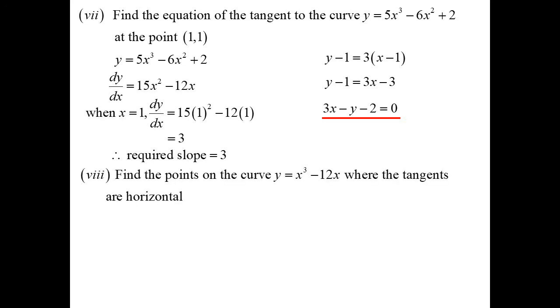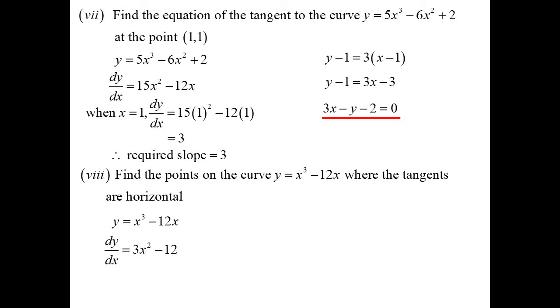Let's find all the points on the curve, well, so we've got a cubic, y is x cubed minus 12x, where the tangents are horizontal. So in other words, what we're trying to find is basically the turning points, because when it turns, you're going to have a horizontal tangent. The derivative, therefore, is 3x squared minus 12.